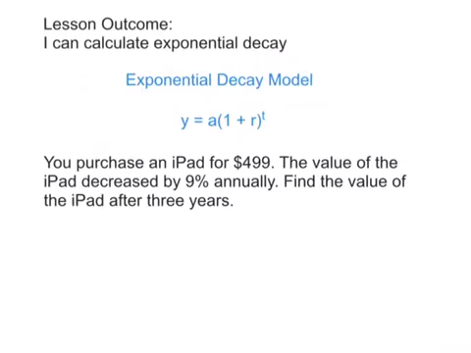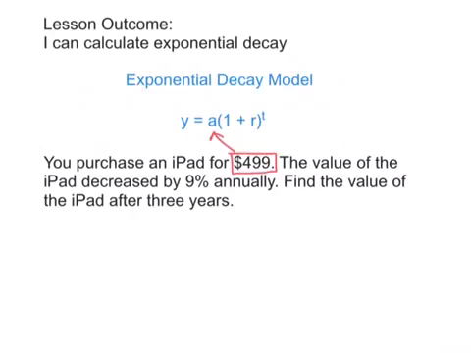Our first example is, you purchase an iPad for $499. The value of the iPad decreased by 9% annually. Find the value of the iPad after 3 years. Okay, so we have our key information that you can kind of see here. We have $499 that the iPad was originally worth. Remember that original amounts are going to go in for A.